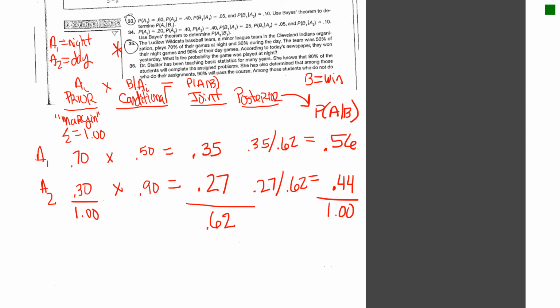So the way you want to read it, once you have the posteriors, you could say given B, if they won the game, there's a 56% chance they played, in this case, at night, and there's a 44% chance they played during the day. So the question up here says, according to today's newspaper, they won. So guess what? That's given. Given B, given they won, what is the probability the game was played at night? And the answer to that is right here, 0.56. And again, this is Bayes' theorem.